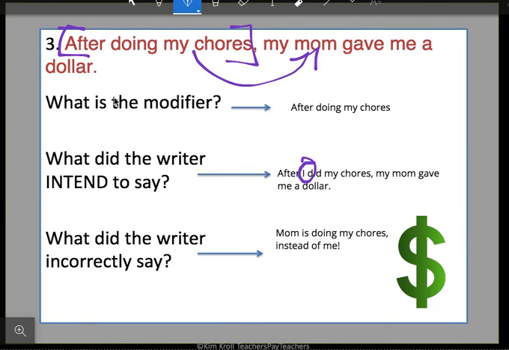So this is an example of a dangling modifier because the term it's trying to modify, "after doing my chores," is modifying mom because the word I doesn't appear in this sentence. So the term that the modifier is modifying is not in this sentence. It's describing me doing my chores. So because they didn't include that, it's dangling, causing some confusion.